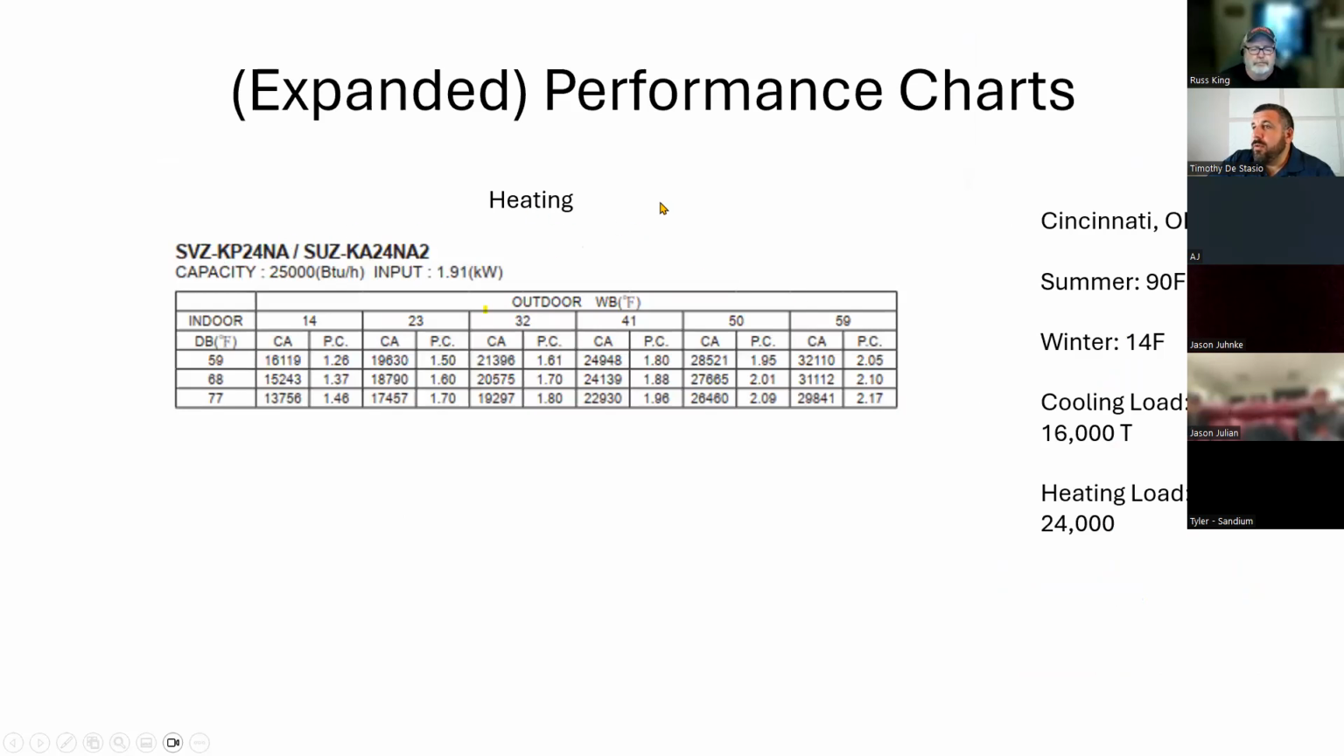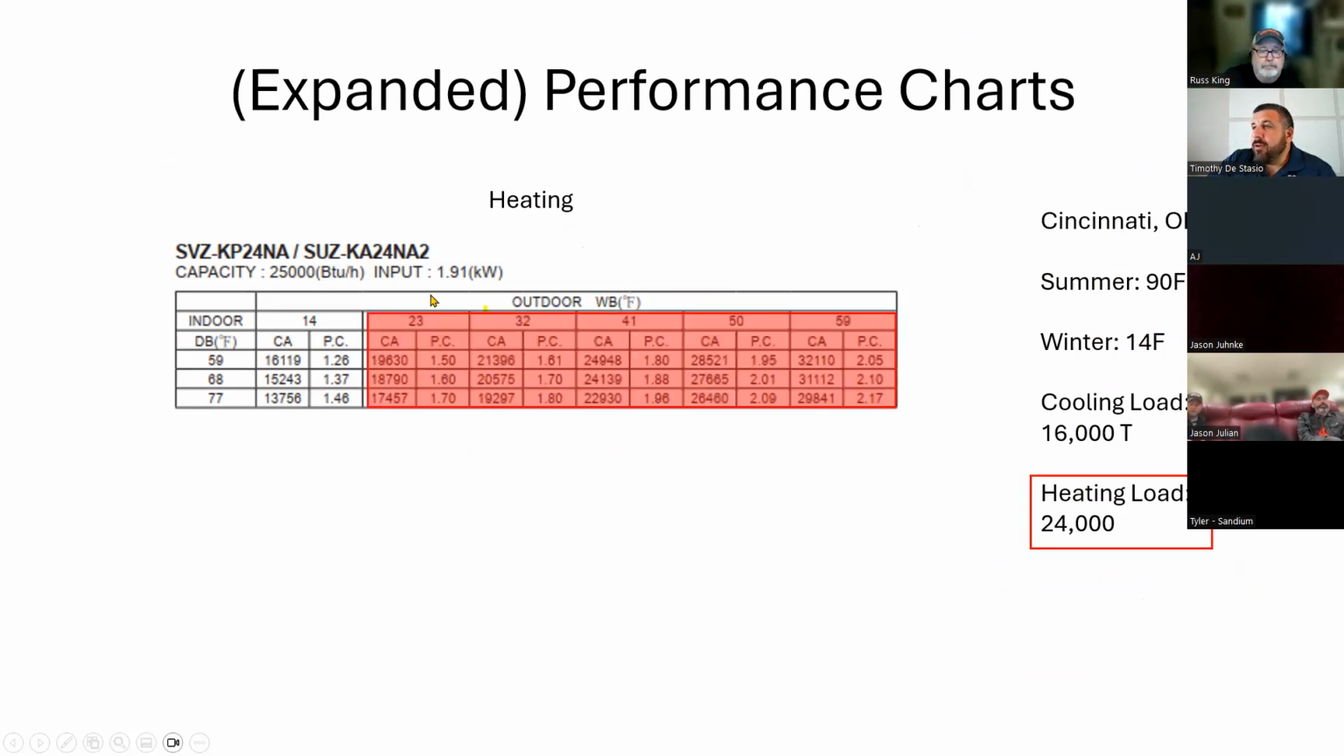We've got a Mitsubishi unit here. Let's say this is in Cincinnati, Ohio. Our winter temperature is 14, our summer is 90. Our heating load is 24,000 BTUs. It's maybe a small house, maybe a high-performance house.